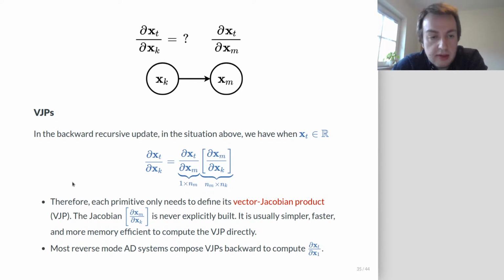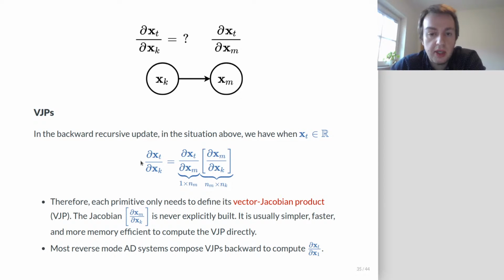All right, a last comment about what you would really need to do if you were, for example, to implement your own small library for automatic differentiation. If you take the backward recursive update, we could be in a situation like this, where we would like to compute the Jacobian of the target, the output, with respect to some variable xk. And we already know from previous iterations the Jacobian of the target xt with respect to the child xm.